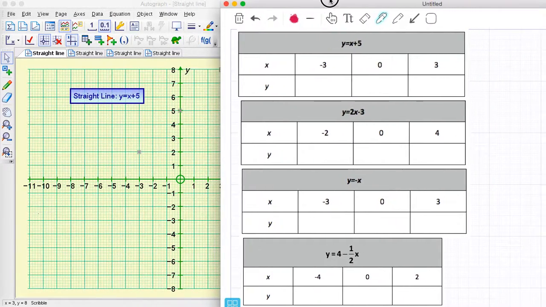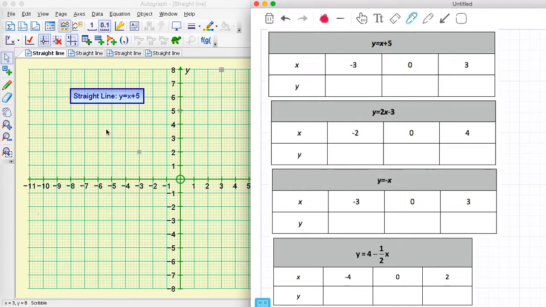Right, in this video we're going to be looking at straight line equations. So I want to plot this straight line, y equals x plus 5. Now I've got these points here to help me plot the straight line, but where did I get these points from? Well, to begin with I need to make a table.